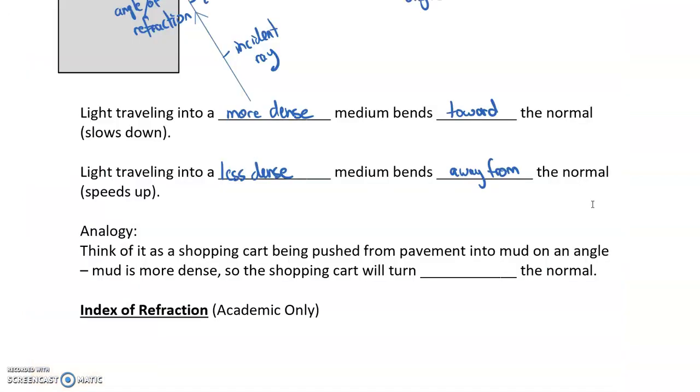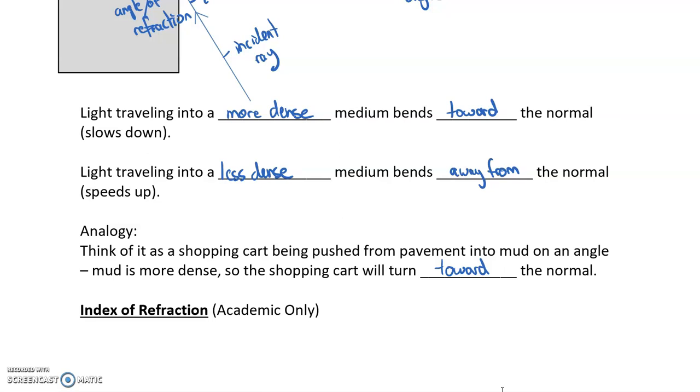So going back to the handout, the analogy says, think of it as a shopping cart. We've also thought of it as a wagon or a car being pushed from pavement into mud at an angle. Mud is more dense, so the shopping cart, car, or wagon will turn toward the normal. The angle is going to get smaller to the normal. So that's the key idea here.